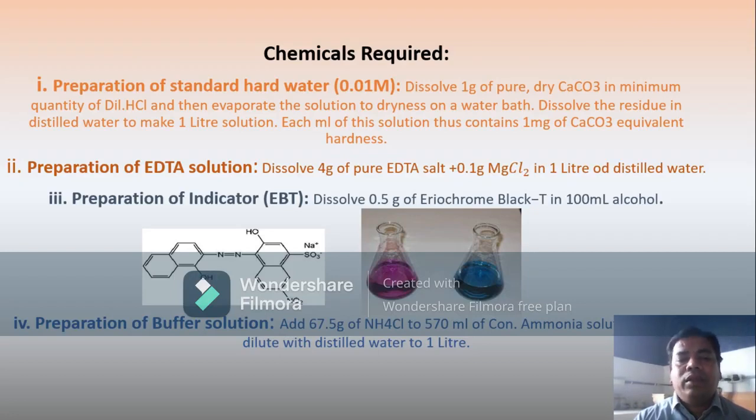Okay, then we are going to prepare buffer solution andi. So here ikkada buffer solution you can prepare 250 ml, 500 ml, 1 liter, depending on how much you require. Here we are preparing 1 liter of buffer solution. So here we are weighing 67.5 grams of ammonium chloride and adding 570 ml of concentrated ammonia solution. The remaining solution is made up with distilled water. Then make the solution up to the 1 liter mark.